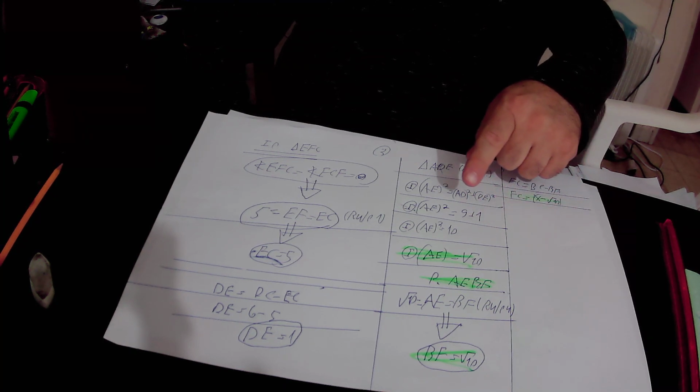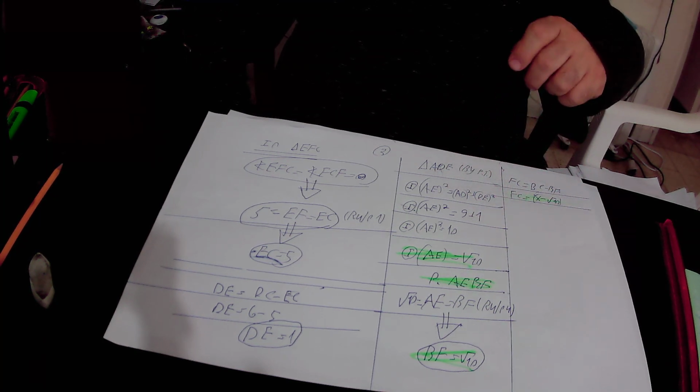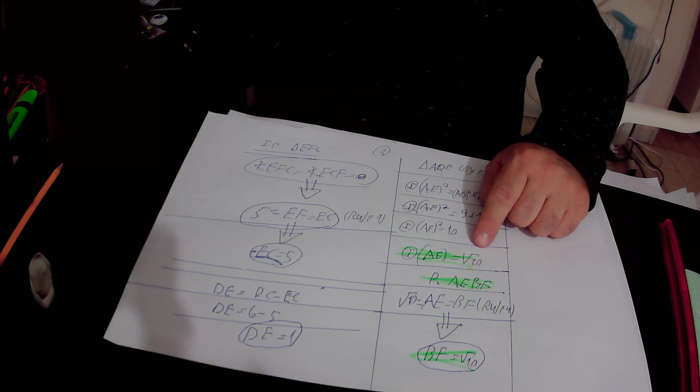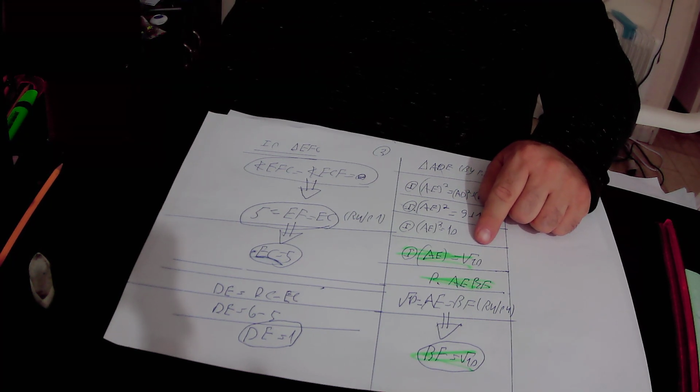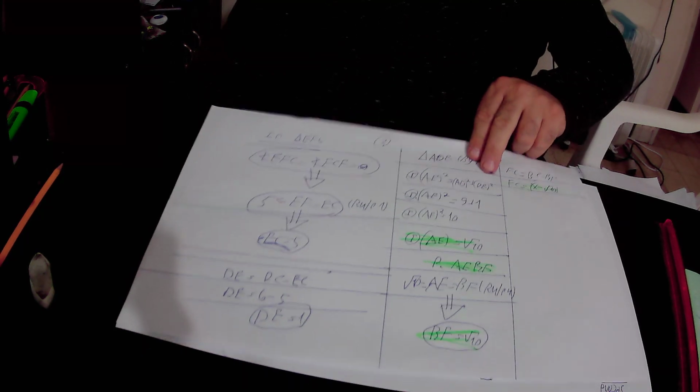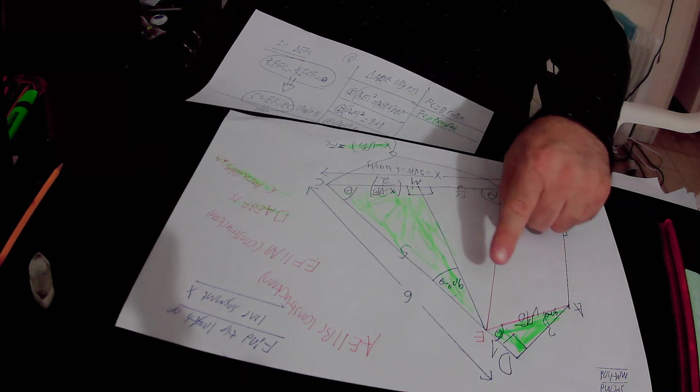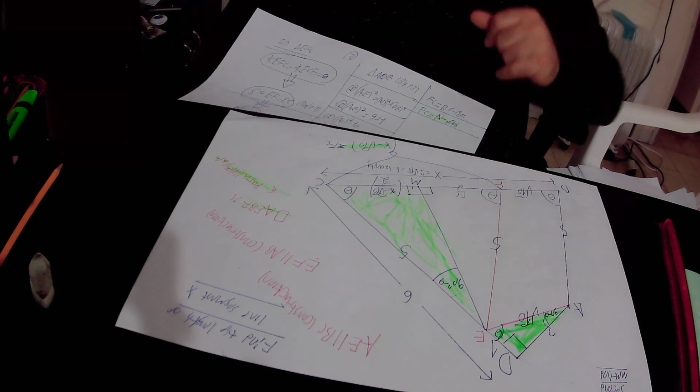According to equation number 1, AE square equals 10, and from this equation we got that AE equals square root of 10 units. So this AE equals square root of 10 units.